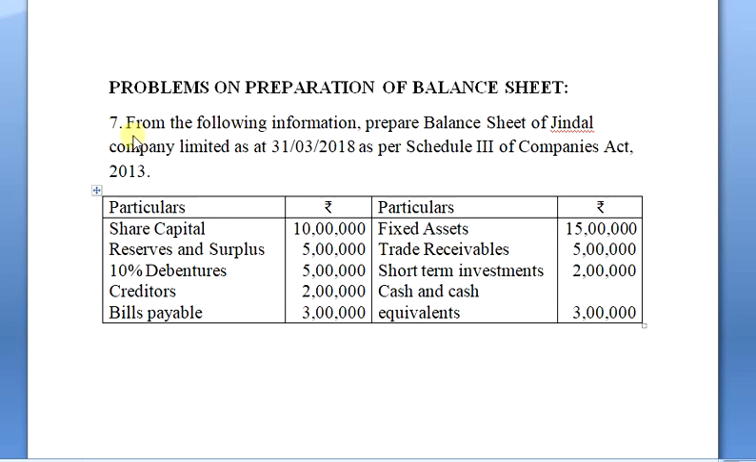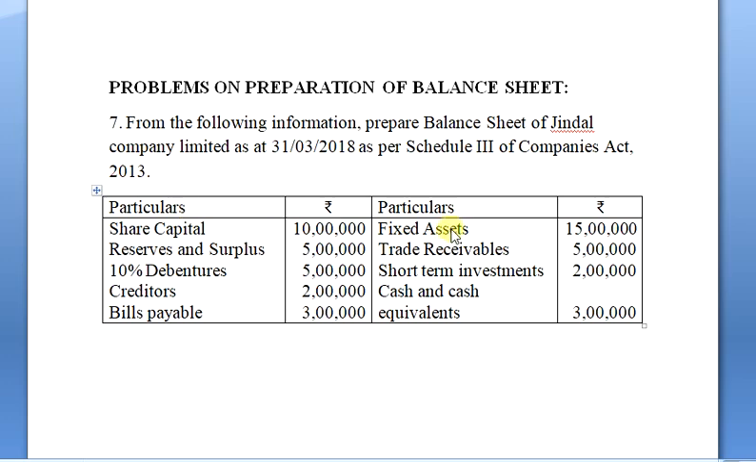See here, the seventh problem. From the following information, prepare the balance sheet of Jindal Company Limited as at 31st March 2018 as per Schedule 3 of the Companies Act 2013 is given. So, which date is given? The year and date is 31st of March 2018, as per Schedule 3 of the Companies Act. So, the balance sheet as well as the statement of profit and loss will be prepared under Schedule 3 of the Companies Act of 2013.